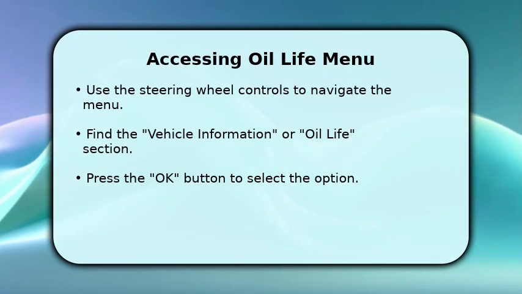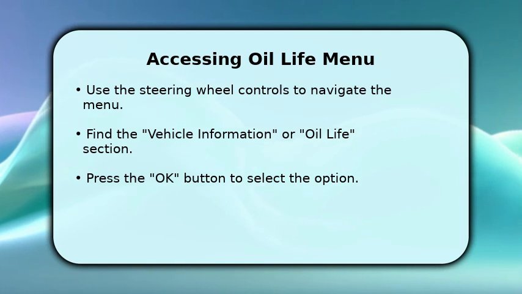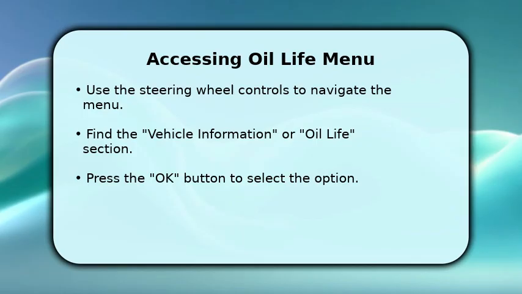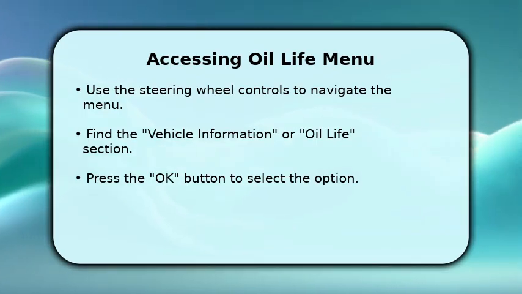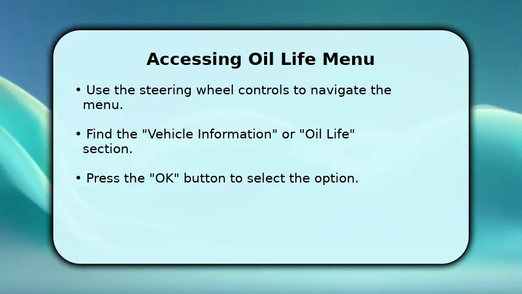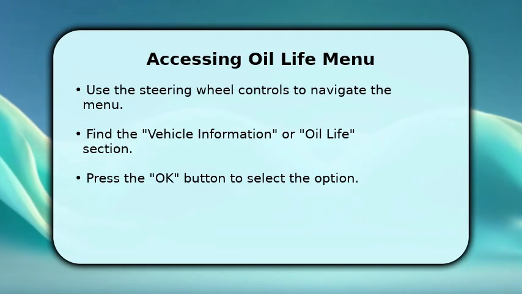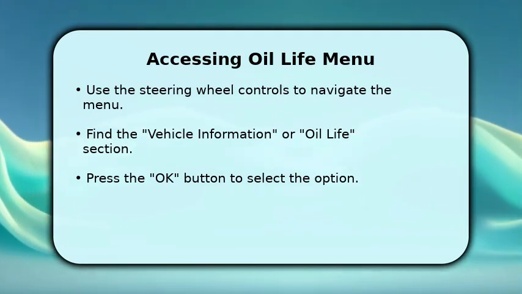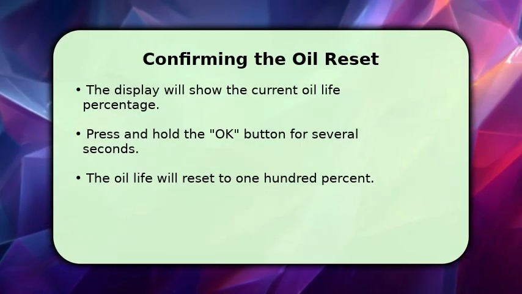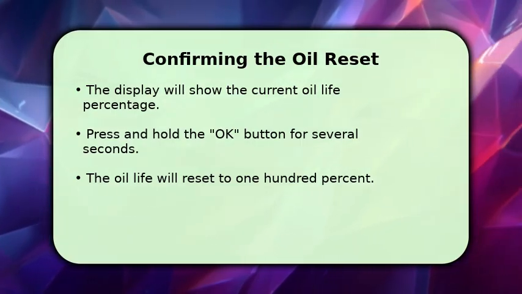Next, you'll use the controls on your steering wheel to navigate through the vehicle's menu system. Look for the Vehicle Information section, or sometimes it's directly labeled Oil Life. Once you've found the correct option, press the OK button, usually located on the steering wheel, to select it. This action will bring up the current oil life percentage on your display. Once you've selected the oil life option, your display will show the current percentage.